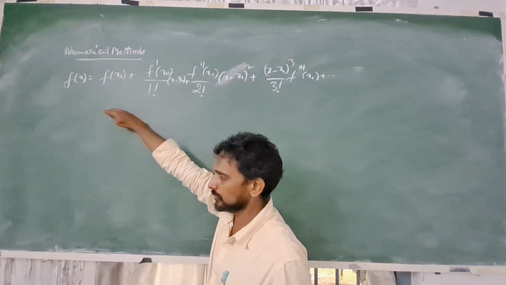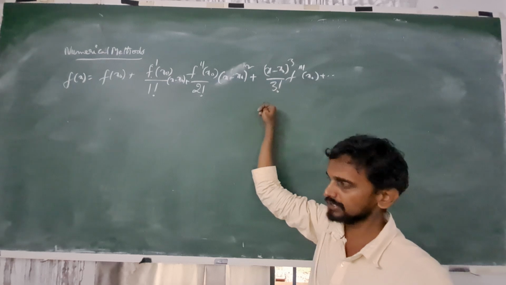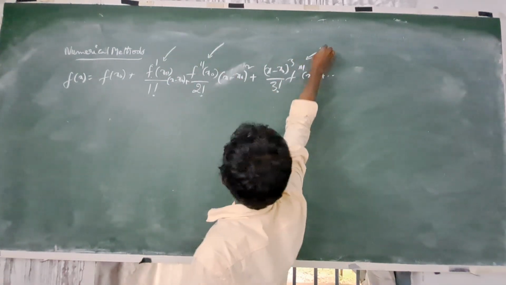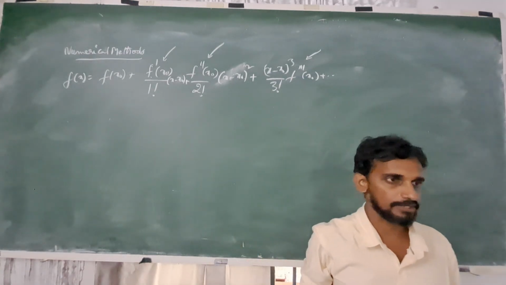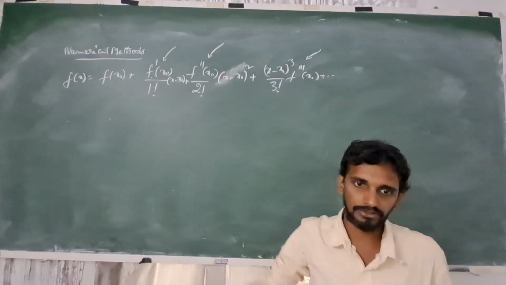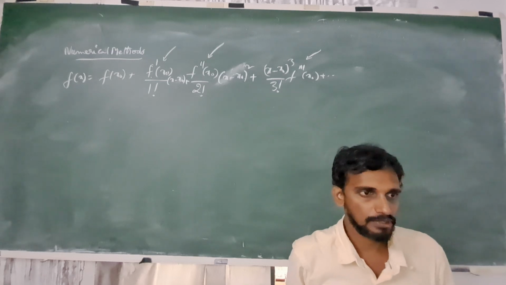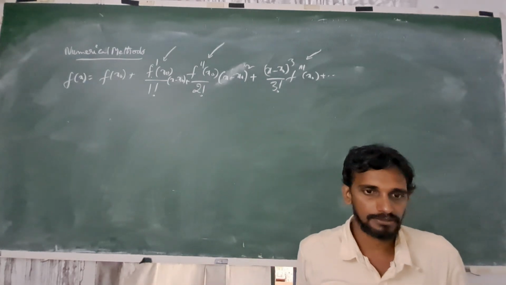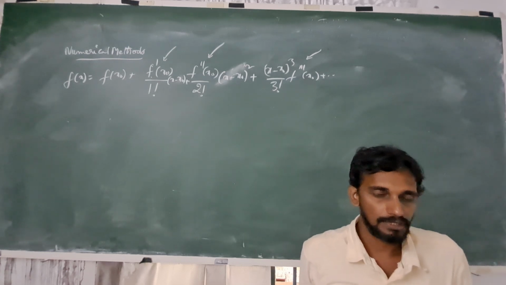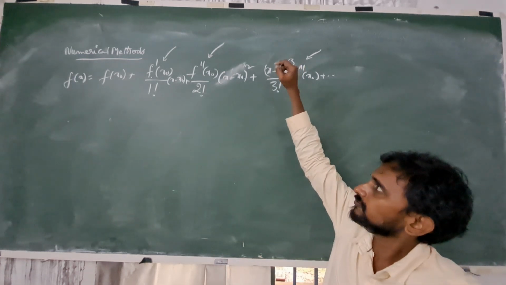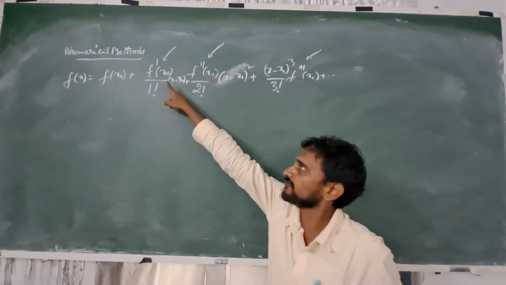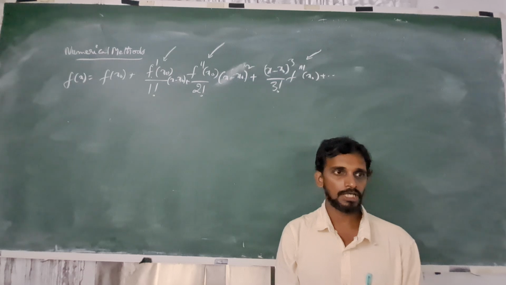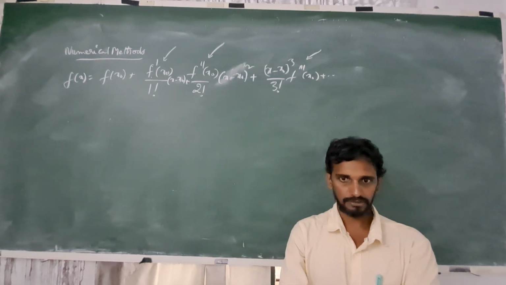to be able to expand the function as a Taylor series, you must know the differentials of the function. First derivative, second derivative or nth derivative of the function must be known to you. Then only you will be able to expand it in a series. Right? So you should know the value of the slope of the curve, the first derivative, second derivative, third derivative at a particular point. So if you know that, you will be able to expand the function in that.